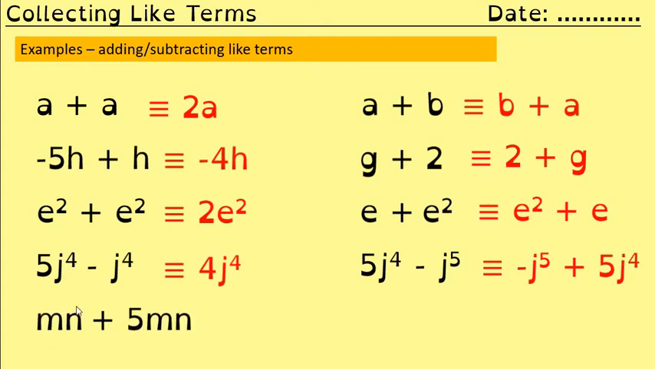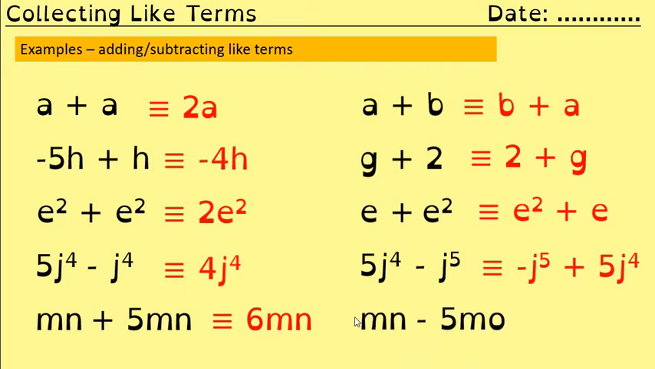Over here we have mn plus 5mn, and these are like terms too. Positive mn has the variable mn, and positive 5mn has the variable mn, and they have the same power too. So they can be collected to give 6mn.